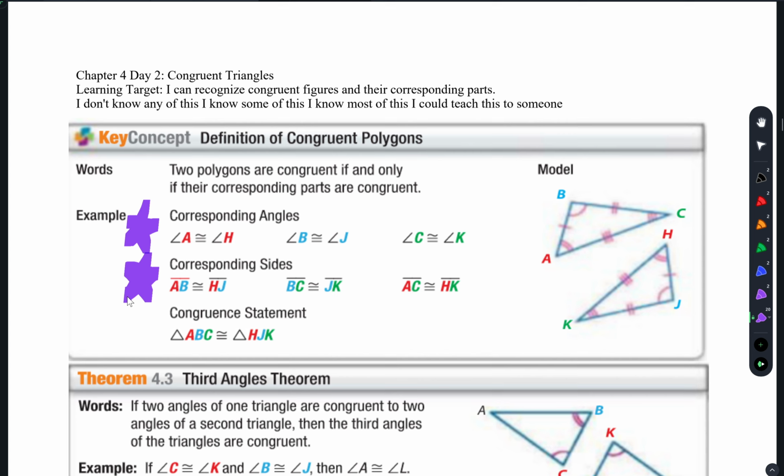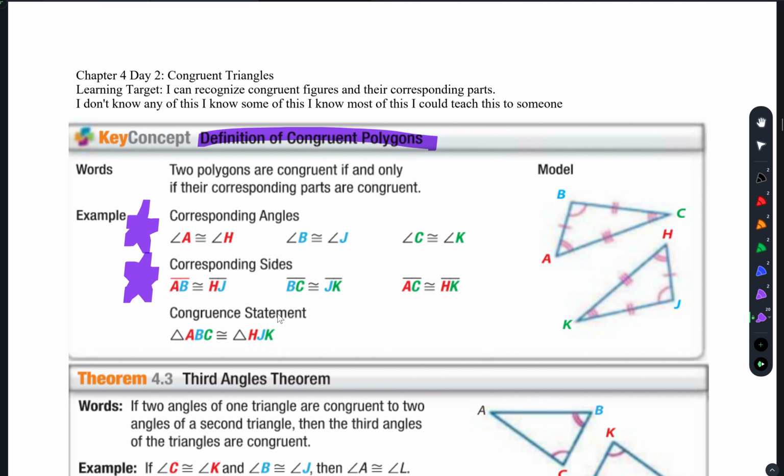So what we're going to have to do is write out every single pair of angles between two shapes and every single pair of sides between two shapes, say that they are congruent, and then using this definition, we're going to be able to write what is called a congruence statement. The tricky part here is that we are going to have to line up pieces and watch our notation very, very carefully, okay?